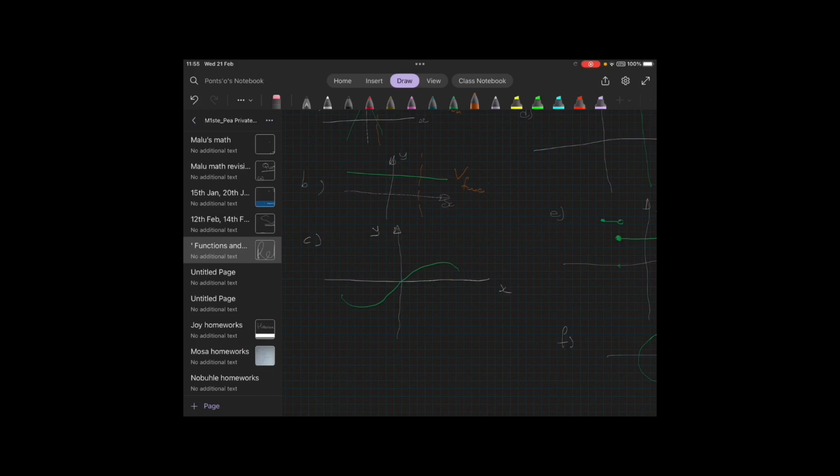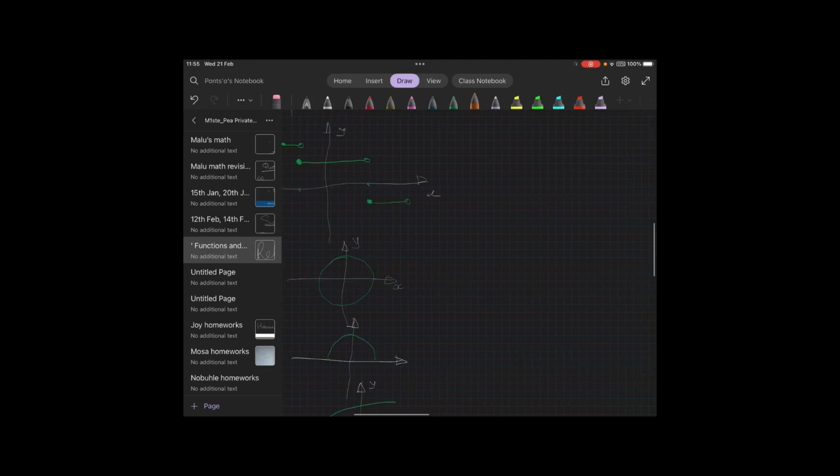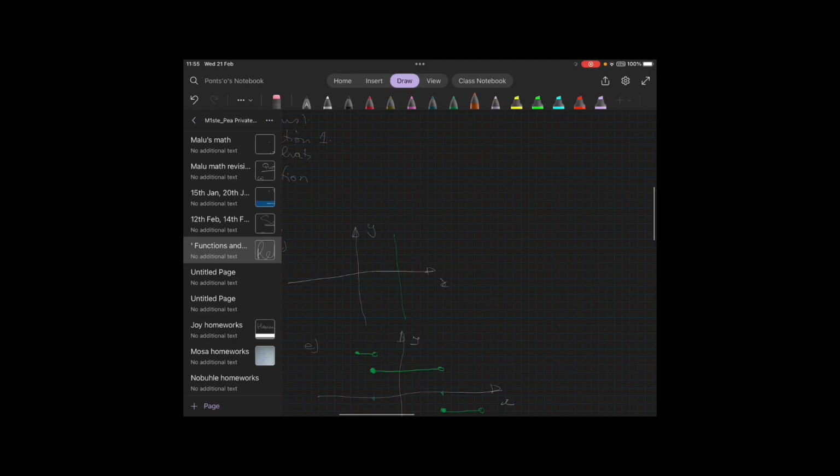It's also a function. C, also a function. Great. D, you don't know. Yeah, it'll pass the horizontal test. At this one, I'm not sure because it's just going right over it. Just going right over it, right?